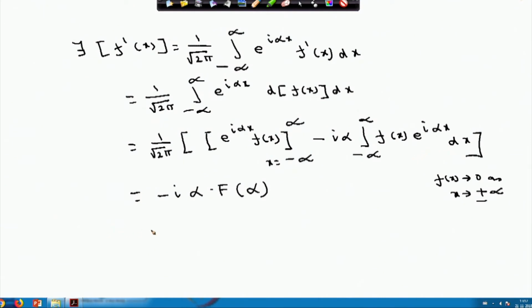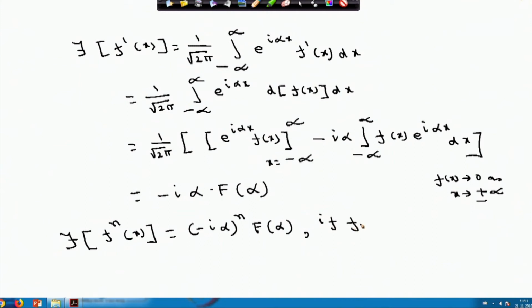And please note one thing here. So, this completes the proof that the Fourier transform of f'(x) equals minus i alpha into F(alpha). I am not giving the proof, but please note down this thing. The Fourier transform of f^(n)(x), the nth derivative of the function. If I know the Fourier transform of f(x), then the Fourier transform of the nth derivative, I can show simply, is (minus i alpha) to the power n into F(alpha).